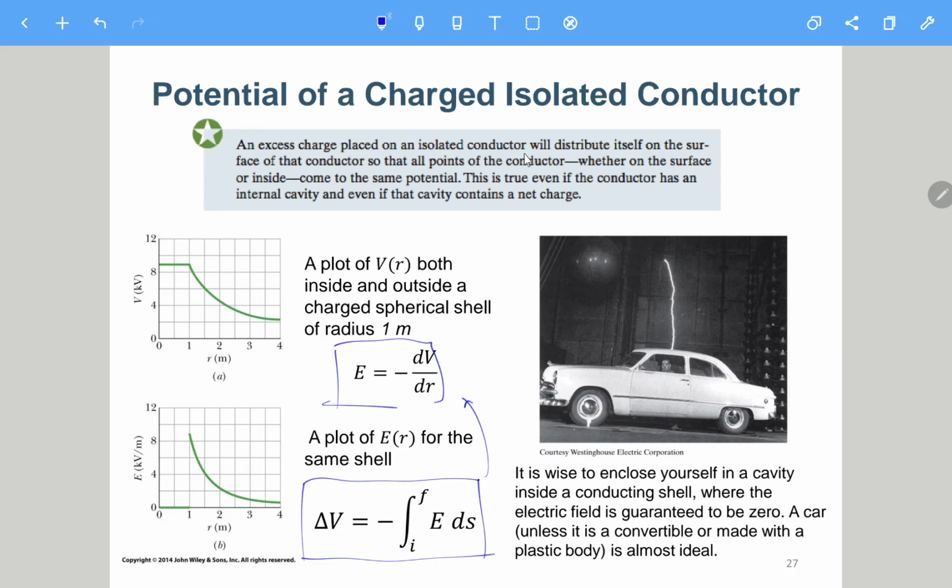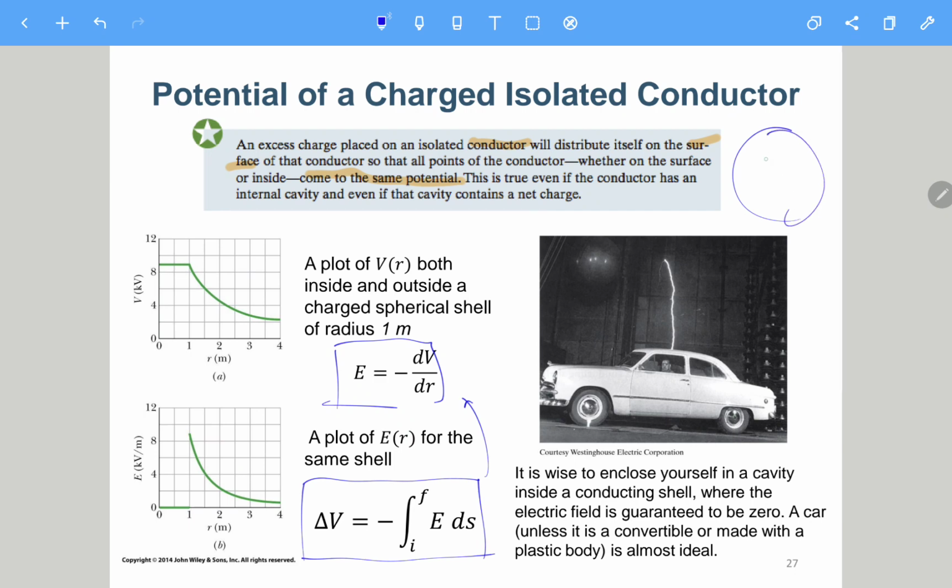Here it says an excess charge placed on an isolated conductor will distribute itself on the surface of the conductor, just as I mentioned before. If it is an isolated conductor, all the charge will go to the surface, and in that case there should be no E field inside the conductor. So all points of the conductor, whether on the surface or inside, come to the same potential. The idea is easy because, as I mentioned, inside the conductor there is no E field.